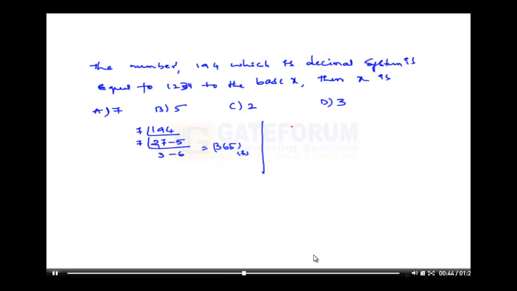So let us check next 194 with 5 according to option B. 5 threes are 15 and remain 4, 8. 44 is going to be 40. Next remainder is 4. 5 sevens are 35. Remainder is 3. 5 ones are 5, remainder is 2. So 194 to the base 10 can be written as 1, 2, 3, 4 to the base 5, which is in our question, 1, 2, 3, 4 we have. So option number B is going to be the correct answer.